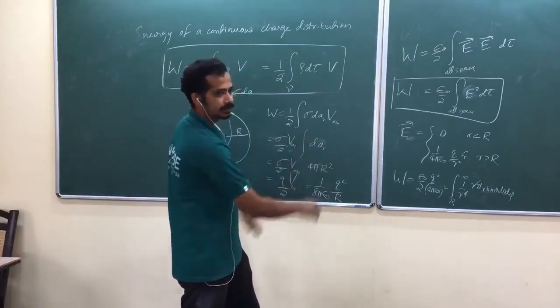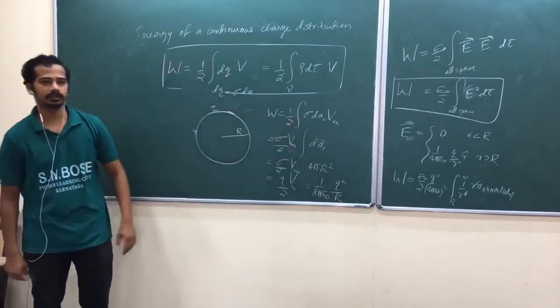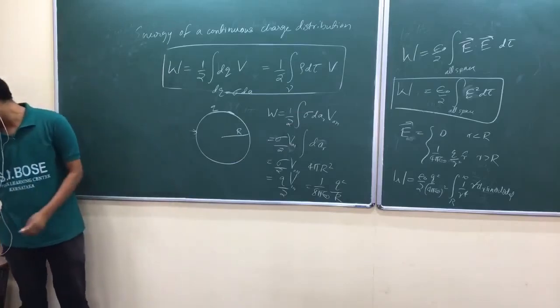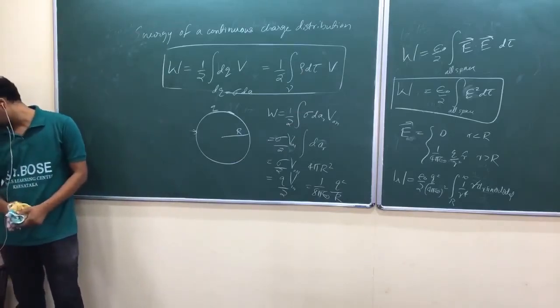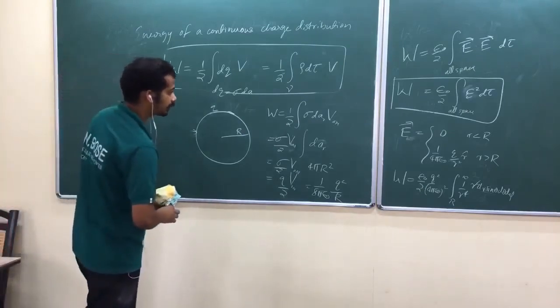Now look at the difference here. Here we integrated in the region of charge. There we integrated over the entire region of space. So that is the total electrostatic energy stored. Okay. Now let me extend this question.